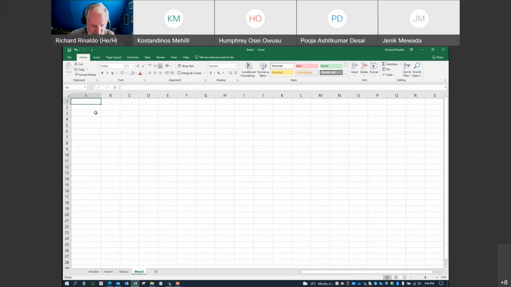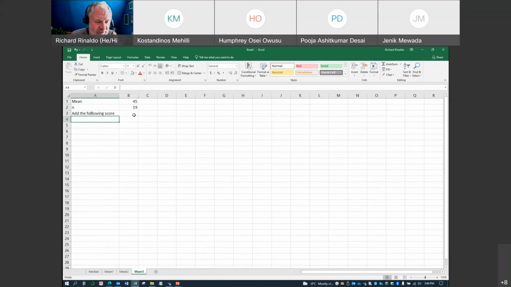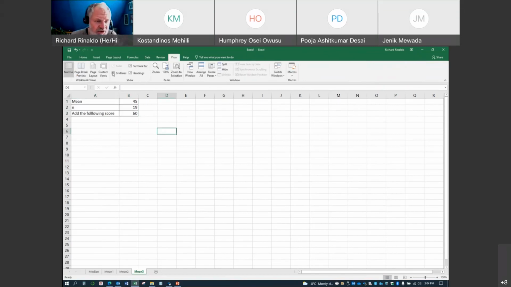Okay, so let's say I have a mean of 45. My n is 19, and I want to add the following score to the data set. Let's say I want to add a score of 60. So this is the data I'm given, and I want to add a score. I can solve this problem, so I'm going to show you how to do that.